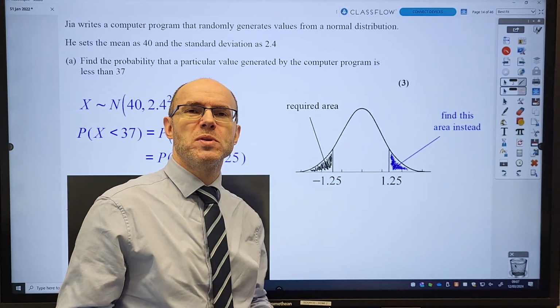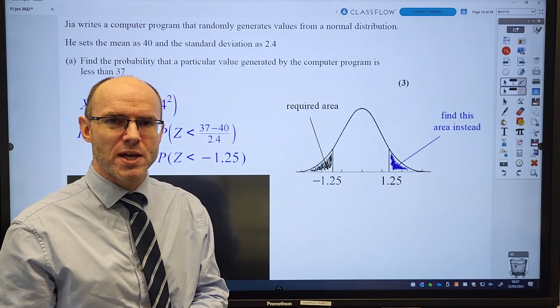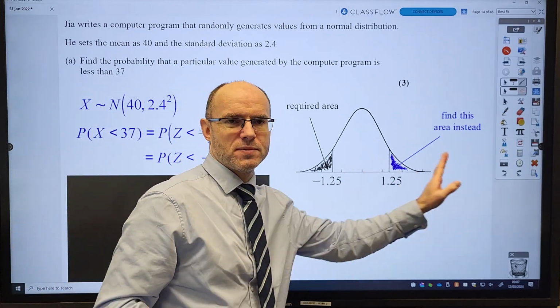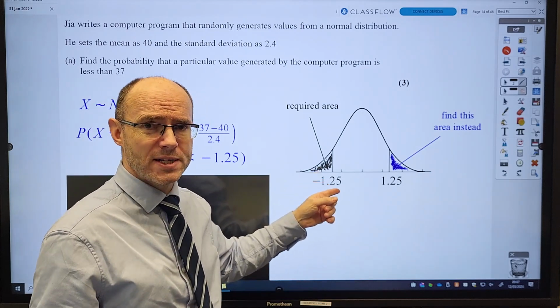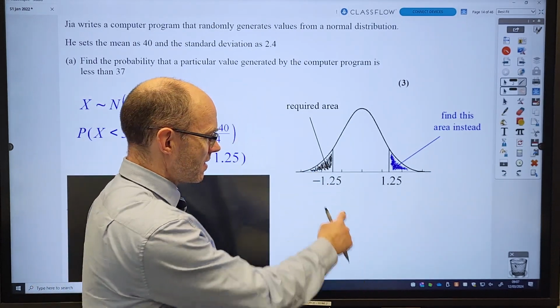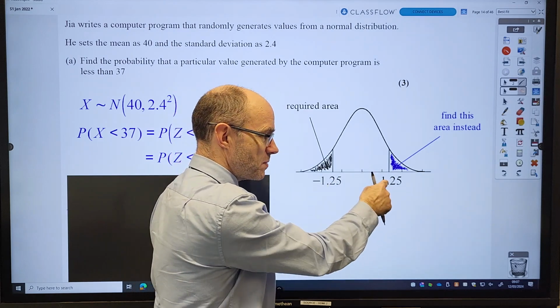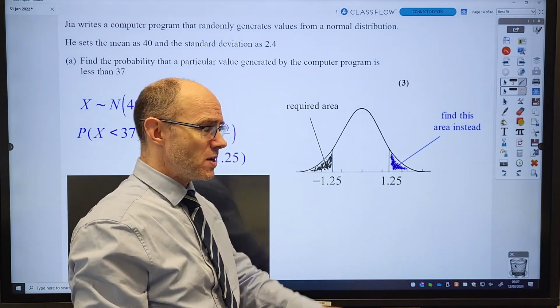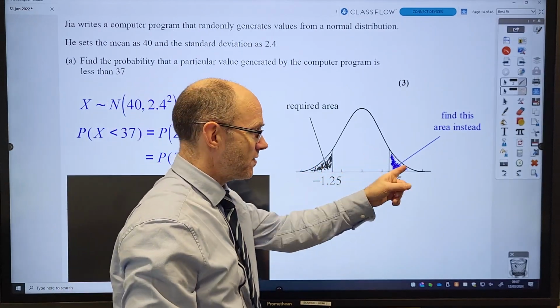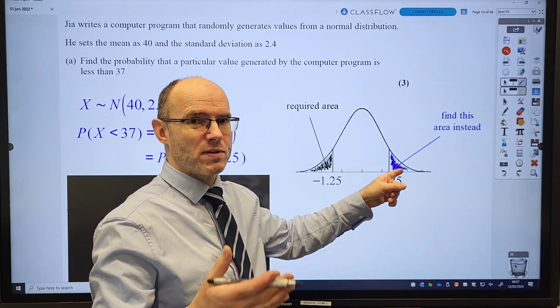Okay. Now the normal tables don't actually do that. Normal tables use positive values. Okay. So we're going to find a way of working out what this is. It's a negative value. Using the symmetry, that is negative 1.25, that is positive 1.25. These two areas are going to be the same. So rather than find that area, we'll just find that area instead. Okay, and it will give us the same answer.